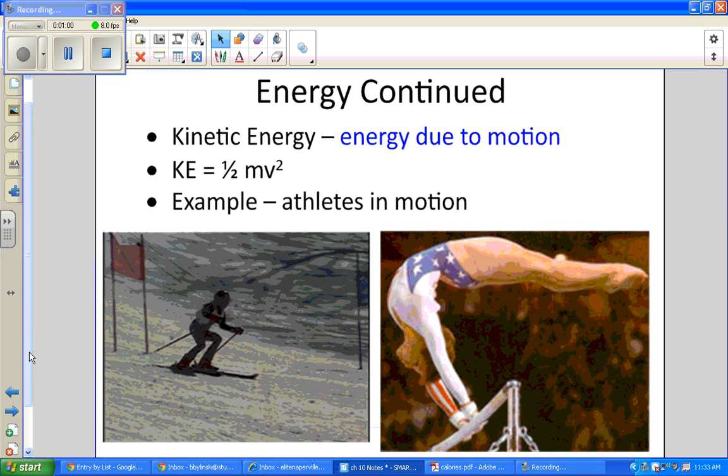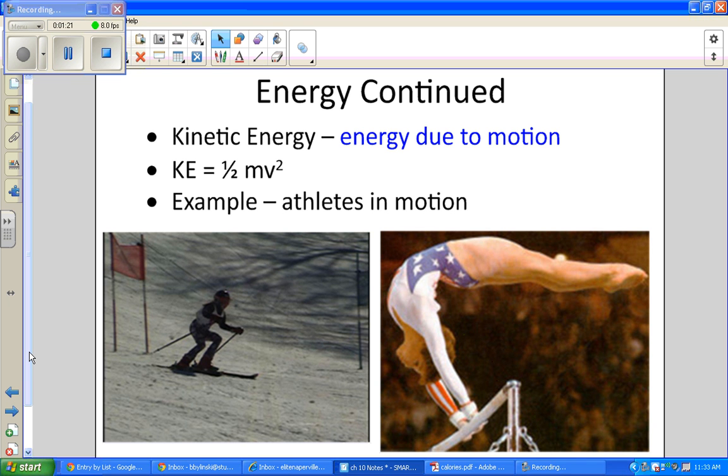Okay, the next type of energy is kinetic energy, which is energy due to motion. There is a formula associated with this. It's 1/2 mv squared. But you don't need to know that for this chapter, but I'm just letting you know there is a mathematical equation, and I believe it's m for mass and v for velocity.